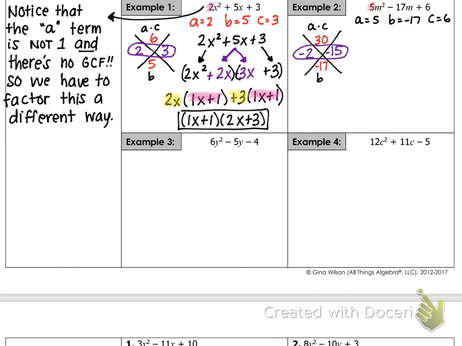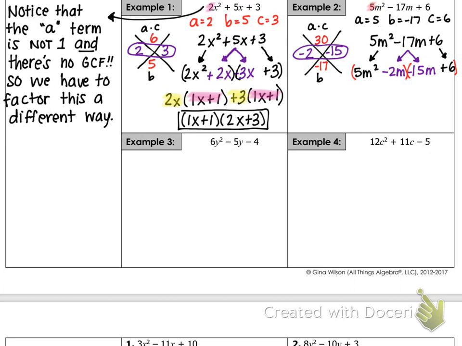Okay, so again, remember this is different. Usually if this was a 1, we could just say x, or m in this case, m minus 2, m minus 15, and be done. But in this case, we need to rewrite our equation. We're going to drop the first term down, just like over here. We drop the first term down, then we drop the last term down. That middle term is going to be split up into whatever we found here. So it's negative 2m and negative 15m.